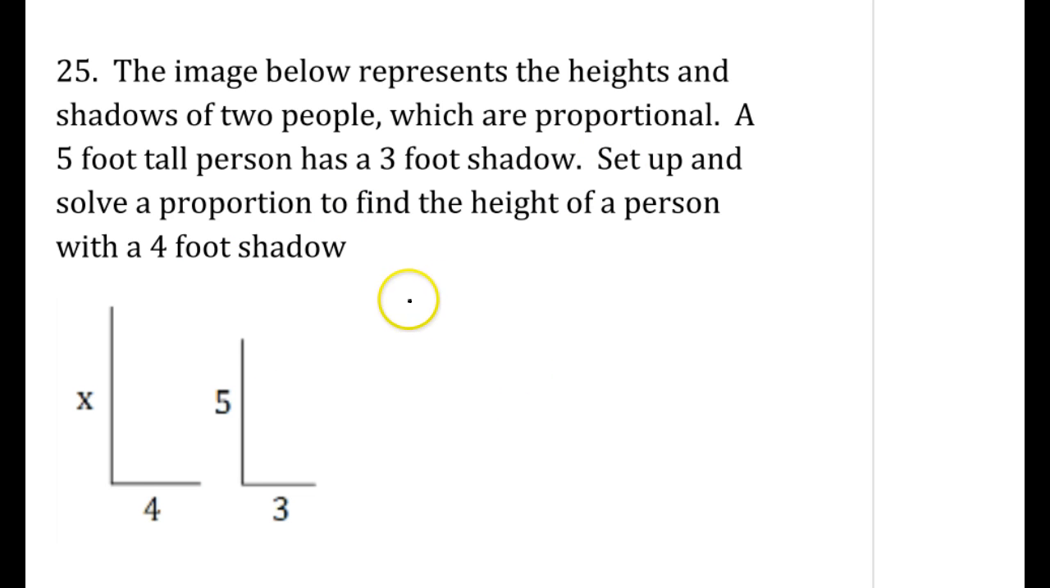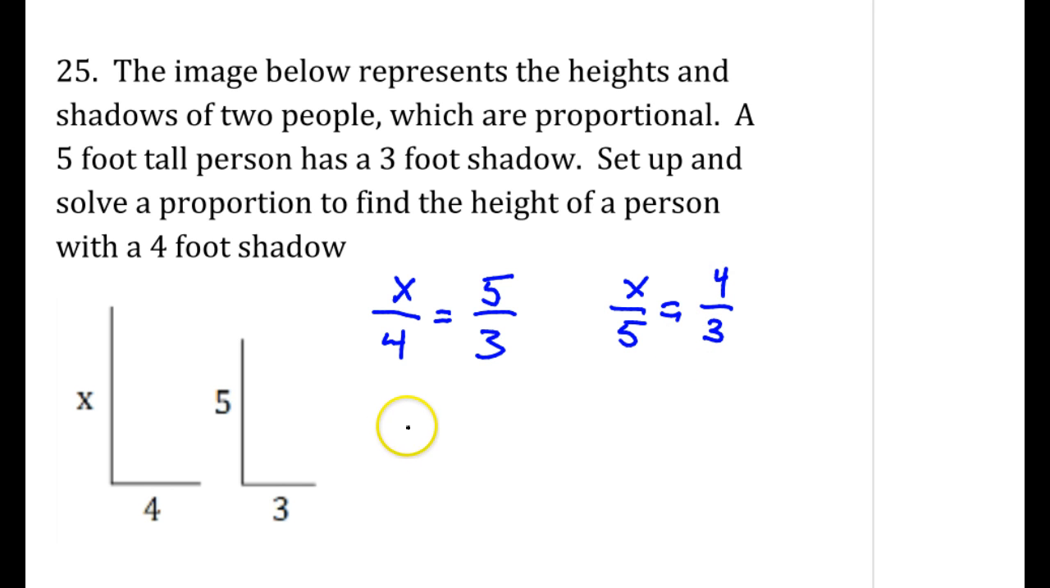So we can set it up 4 different correct ways. We can do the first person's height and shadow could be proportional or equal to the second person's height and shadow. We can say the heights on the first one, and then the shadows on the second one. We can flip it around and say, well, I want the shadows on top, the heights on the bottom. But there are a lot of different correct ways of getting the same thing.